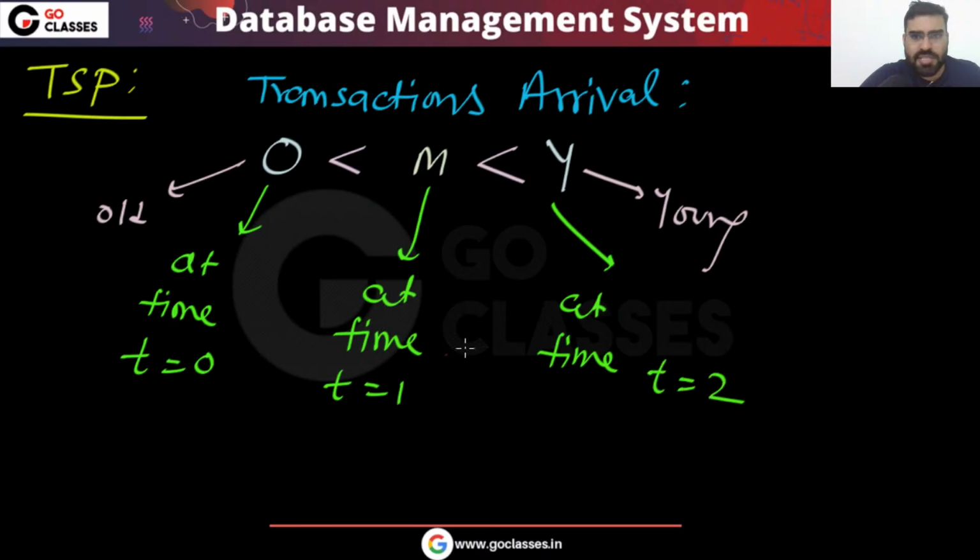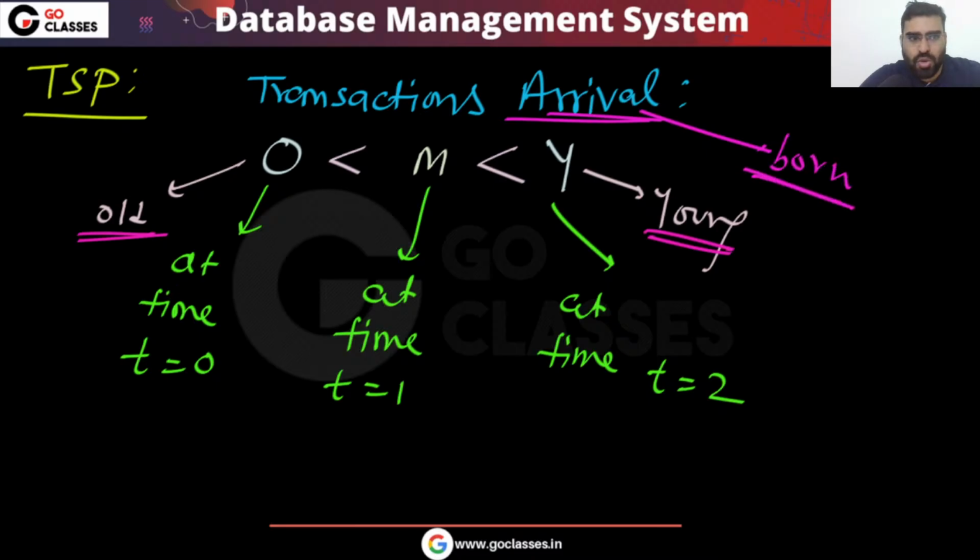So you can see that this is a young transaction, this is an old transaction, and this is a middle transaction. These are the transactions. Basically this is their arrival. Arrival means they are born. They are born in this order. So transactions are born in this order. This is their birth order.